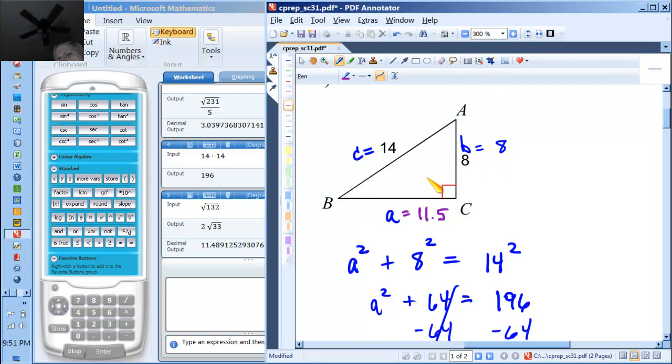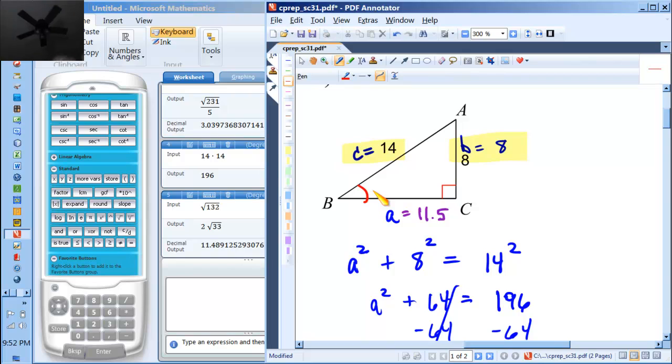And let me pick any two of the sides. So what the heck, I'll pick C and B. And I know B is 8, C is 14. And the question is, what is angle B?